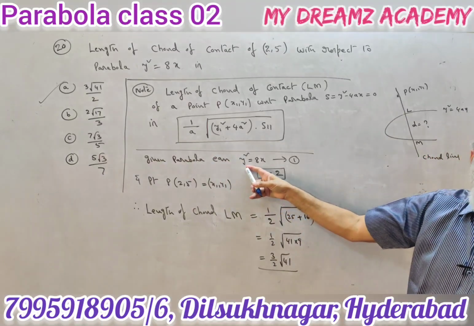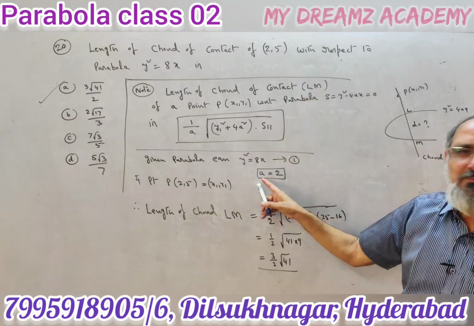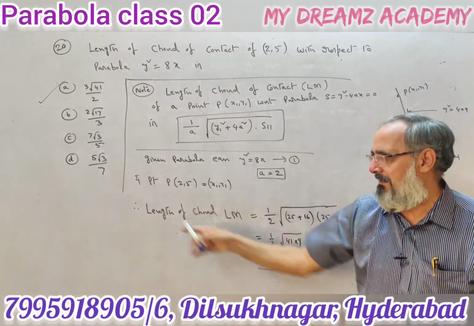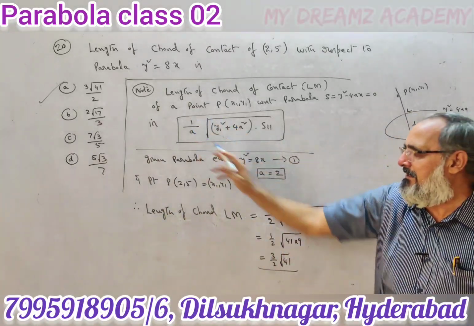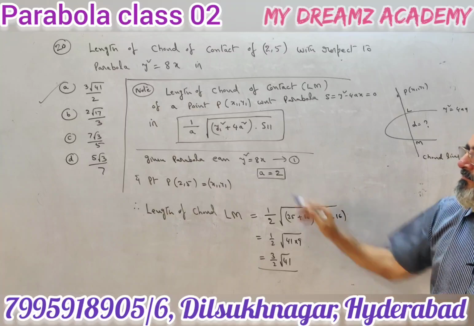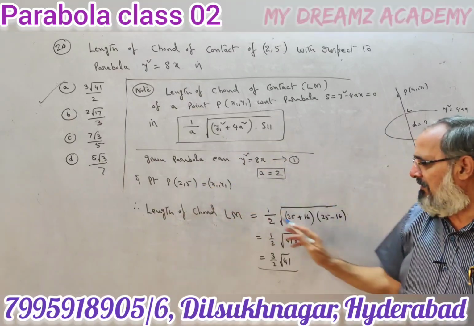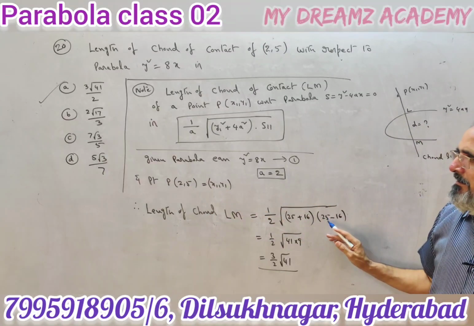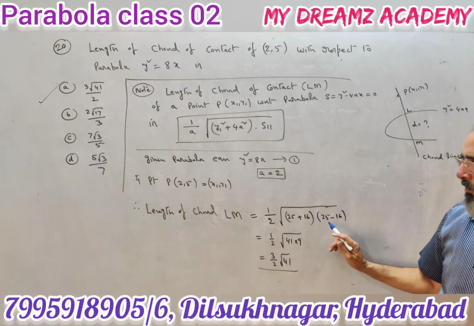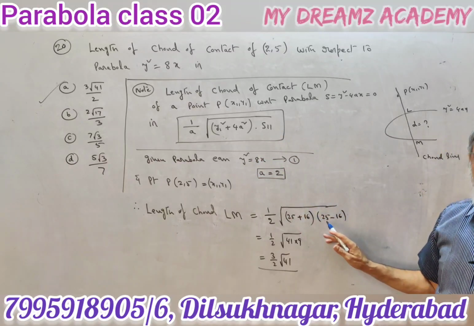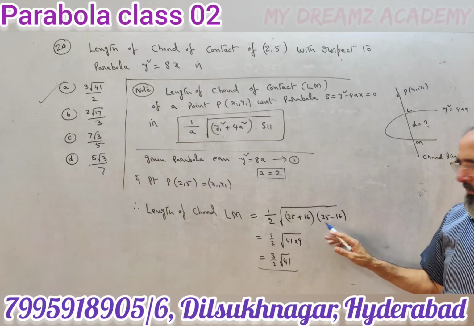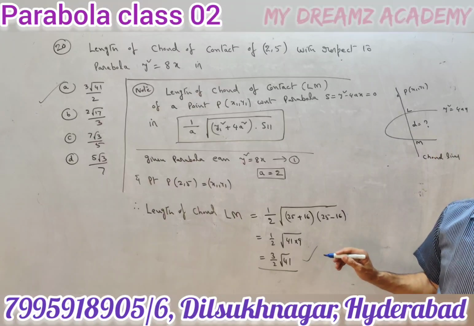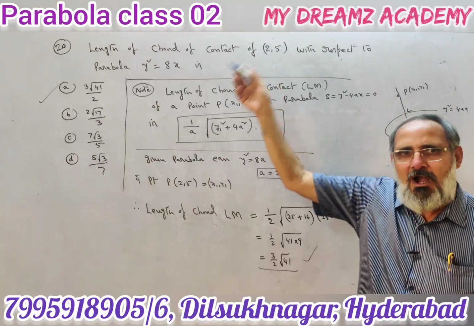Given parabola is y square equal to 8x. From this 4a is 8, which means a is 2. And the given point is (2, 5), that is x1, y1. Length of the chord is 1 by a, that is 1 by 2, into the square root of (y1 square, what is y1? 5, 5 square is 25, plus 4a square, 4 into 2 square is 16) into S11. S11 is y1 square minus 8x1. So it is 25 minus 16, which is 9. 1 by 2 into root of 41 into 9. That comes to 3 by 2 root 41 units, that matches option A.